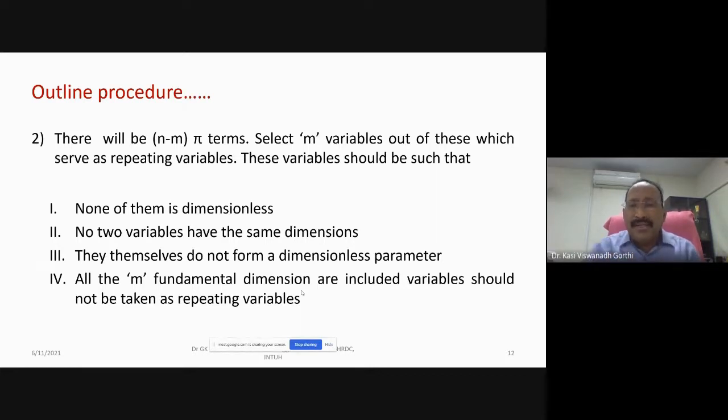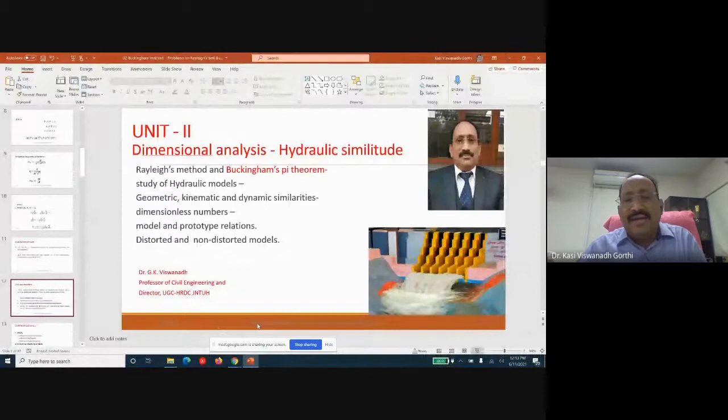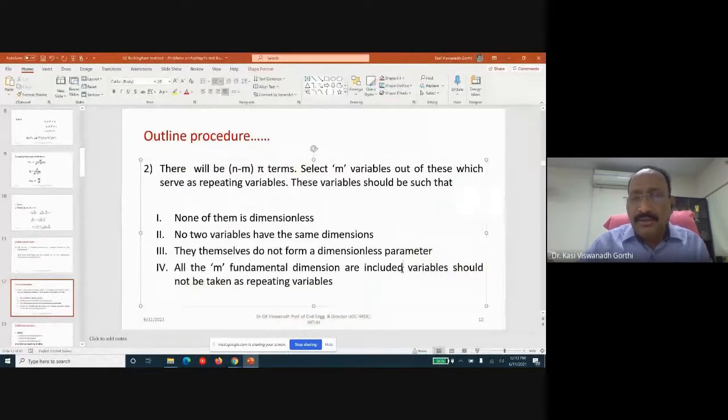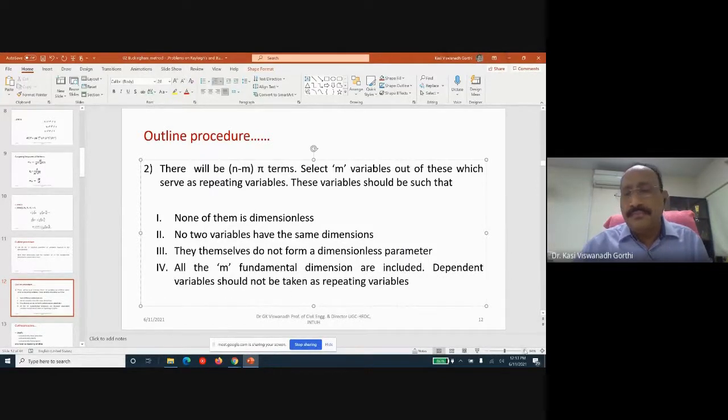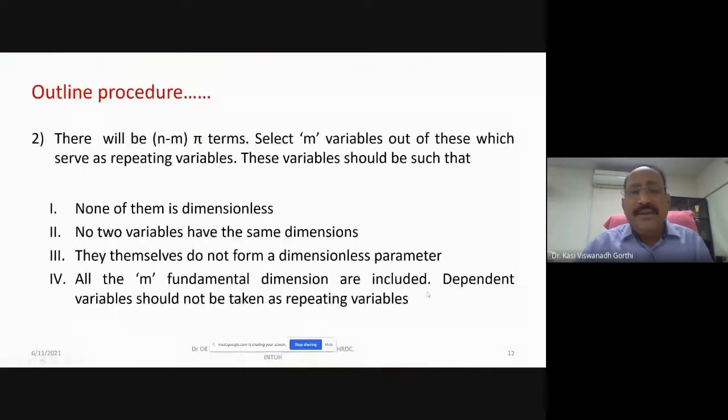Then one more important point: the dependent variable should not be chosen as a repeating variable. In our case, what is the dependent variable? The discharge Q. So Q should not be chosen as a repeating variable. You should not choose two repeating variables having the same dimension. You should not choose a dimensionless variable as a repeating variable, and they themselves should not form a dimensionless parameter.